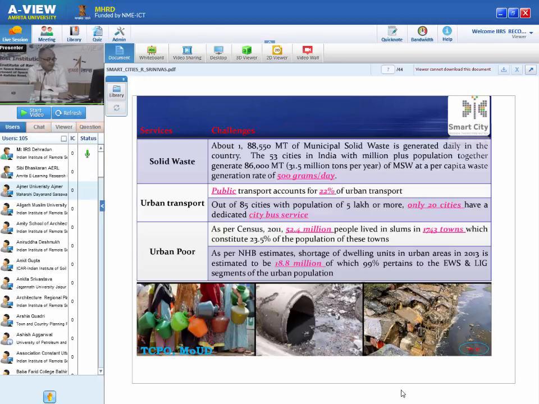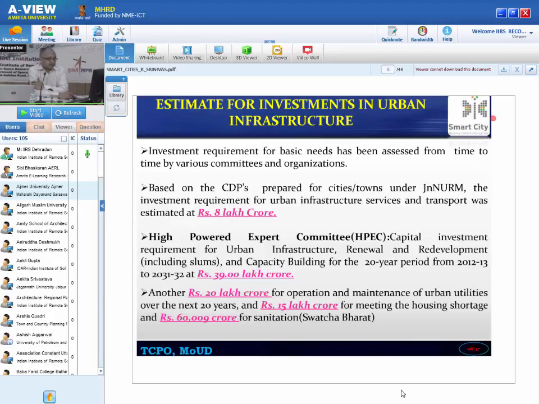As far as housing shortage is concerned, the National Housing Bank has estimated that the shortage of dwelling units in urban areas in 2013 was around 18.8 million, of which 99% pertains to the economically weaker section and LIG segment of the urban population. Now, you see, in these 2 or 3 slides I have focused on the challenges ahead to cover the gap existing in access to basic facilities. However, in the past 5-6 years, there has been an attempt to estimate how much money would be required to cover the gap.